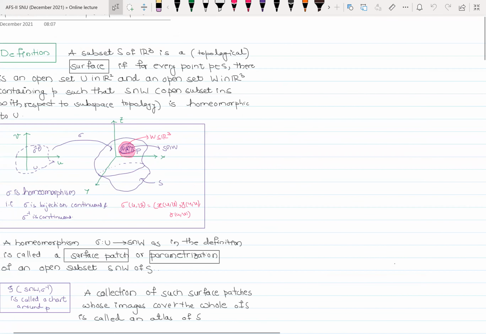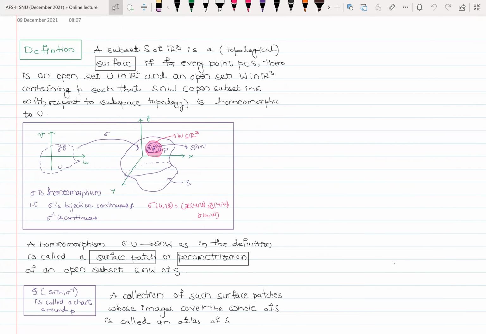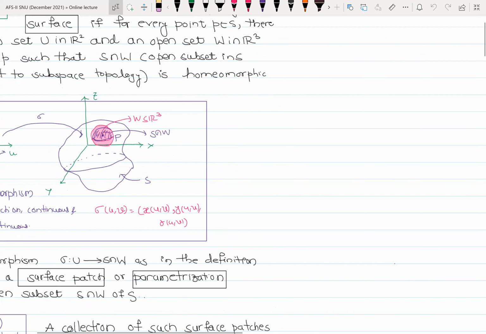Now let us formally define all these things. I have to give you a definition of what a surface is. First we will give a definition of a topological surface, but we won't call it topological, we will just call it a surface. Later on, I'll give you a definition of a smooth surface.